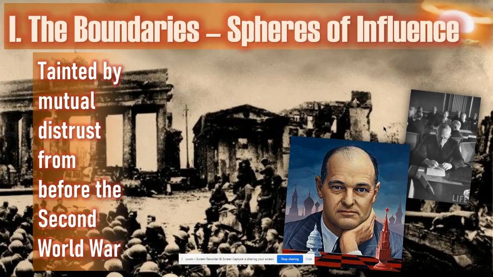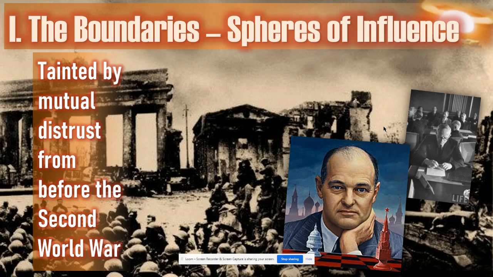Okay. The first of which is we want to review a little bit the existence of these so-called spheres of influence, where both the Soviet Union and the United States, in occupying Europe after the defeat of Nazi Germany, are going to try to determine the outcomes of what happens in the places that they occupy. But not only that, but the mutual distrust that both of them had of each other.